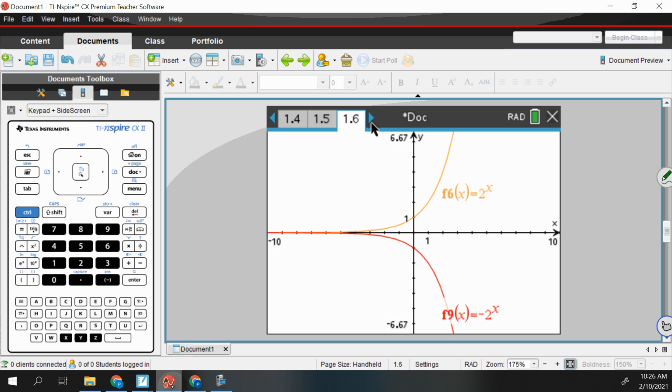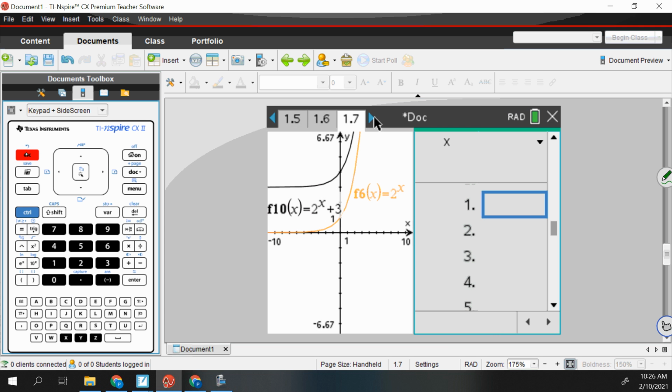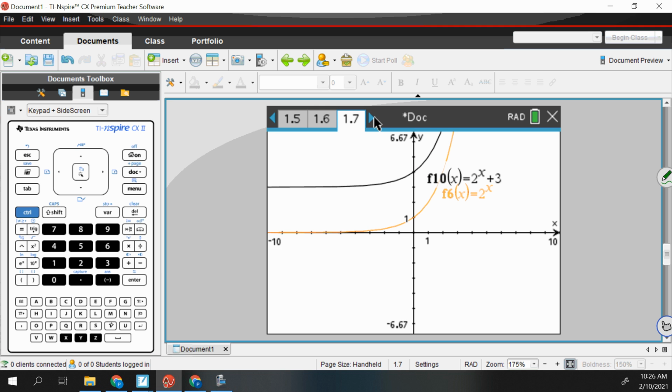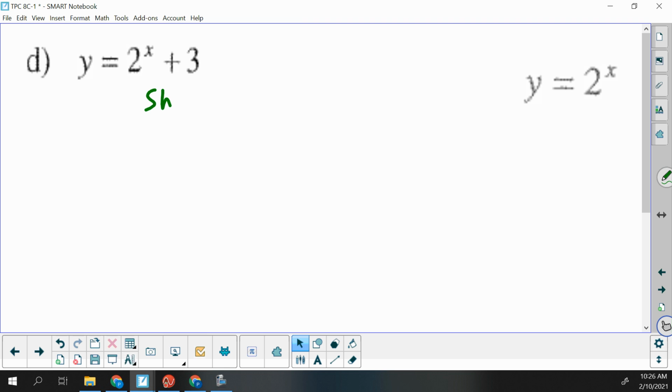Next one, we have 2 to the x plus 3. So here's the original 2 to the x and then 2 to the x plus 3. Each of these are just shifted up 3. And it's a little tough to tell with the curve, but if you go to the table and look at the y values, notice they go from 2 to 5 and from 4 to 7. So they are, in fact, going up 3 for each of those. So in part D, we're going to have shift up 3.